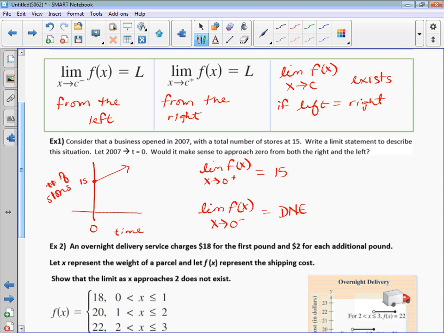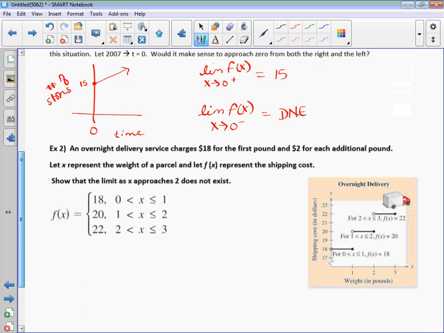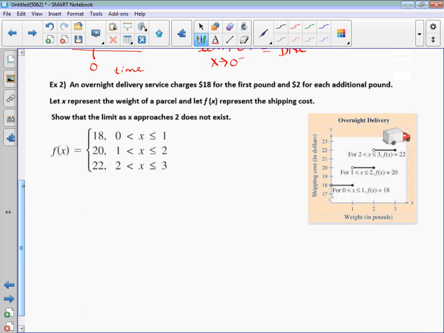Okay, so now let's look at this delivery truck. This time they gave us the graph over here, so that's nice. It's much prettier than my graph. So they charge $18 for the first pound, $2 for each additional pound. We've got x being how much our parcel weighs, and f of x is the total shipping cost.